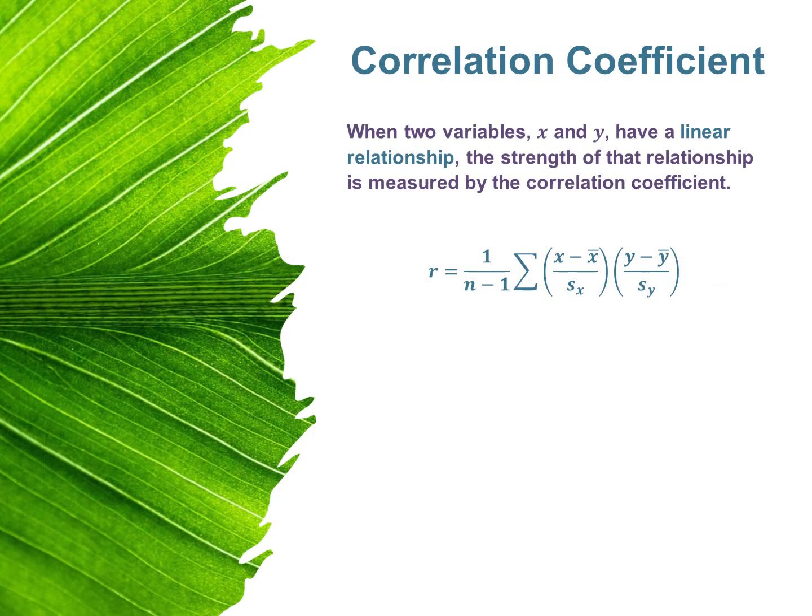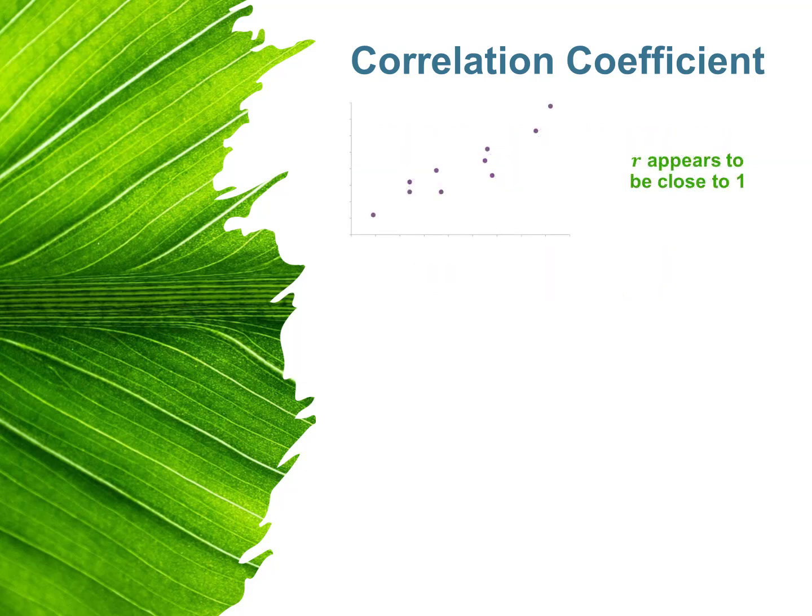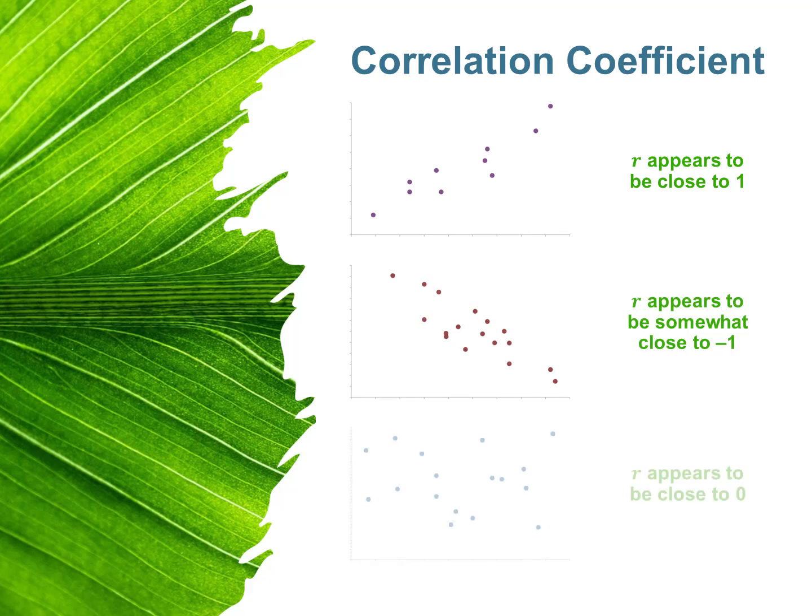When two variables x and y have a linear relationship, the strength of that relationship is measured by the correlation coefficient. A correlation coefficient is denoted by r and can be found using a somewhat complicated formula. The closer r is to 1 or -1, the stronger the linear relationship between the variables. The closer r is to 0, the weaker the relationship.